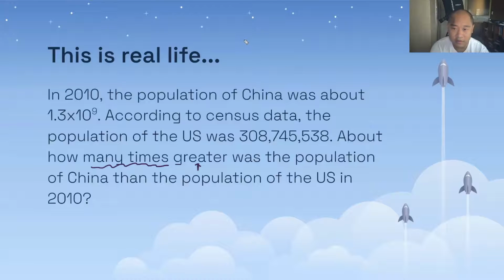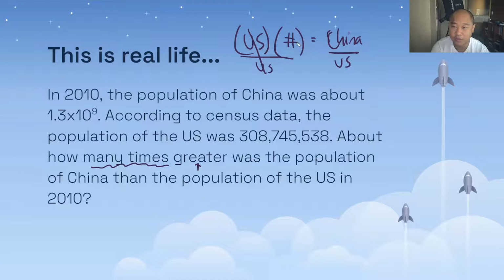Well, you can think about it like this. The population of the US times the number of times greater equals the population of China. And if we divide by the population of the US on both sides, then we get the number of times equals the population of China over the population of the US. So that's what we're going to do. We're going to take the population of China, 1.3 times 10 to the 9th, and we're going to put that over the population of the US. The population of the US is this number here, right?